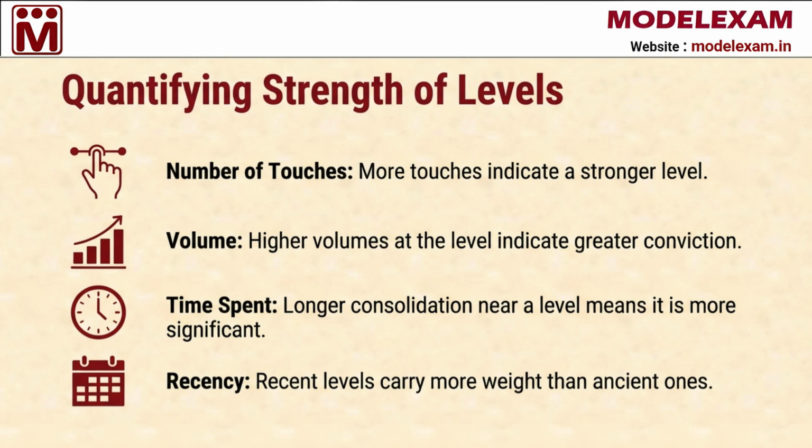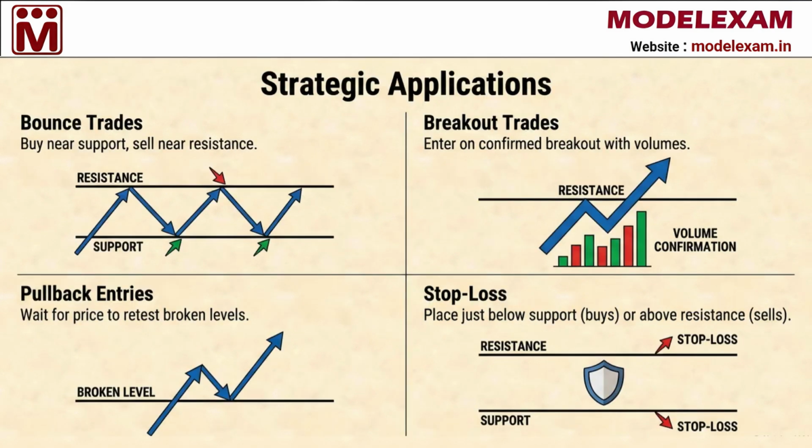If prices consolidate near a level for a long time, it becomes more significant. And fourth is recency. Levels established recently carry more weight than those from years ago. Now, let us discuss strategic applications for your trades.